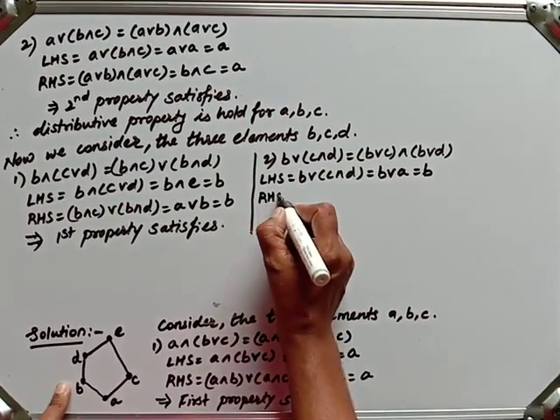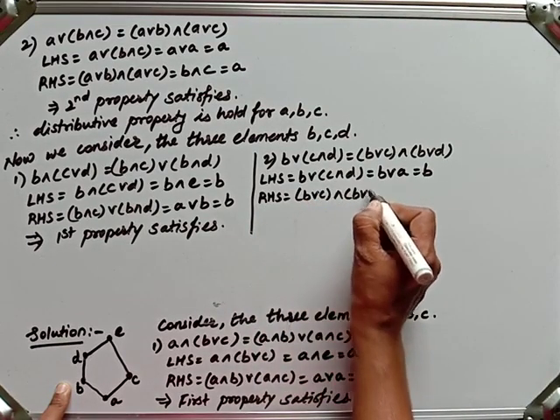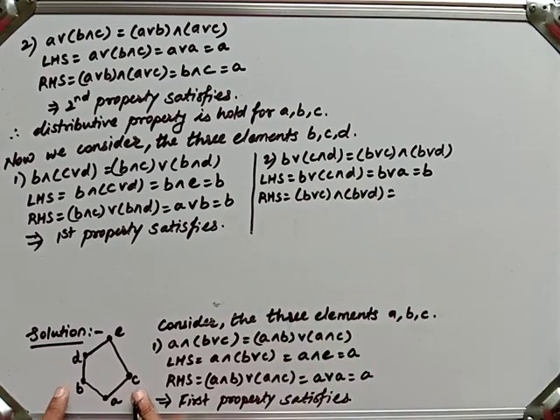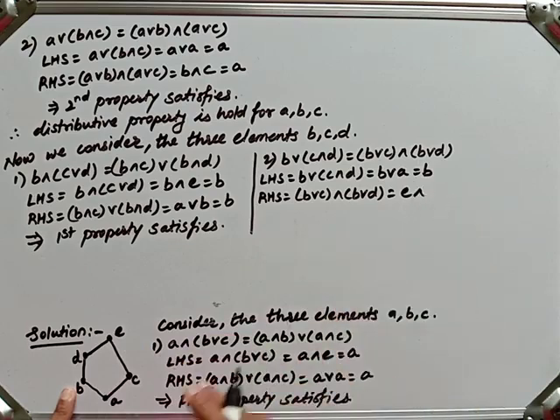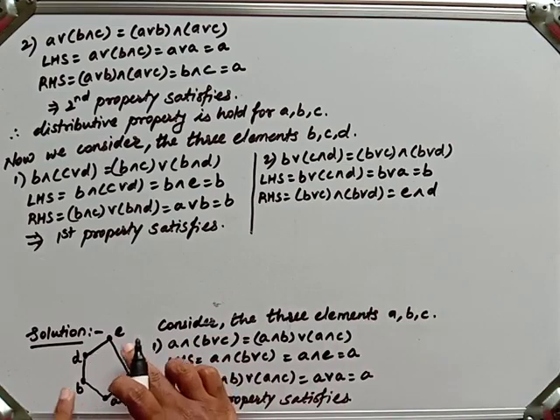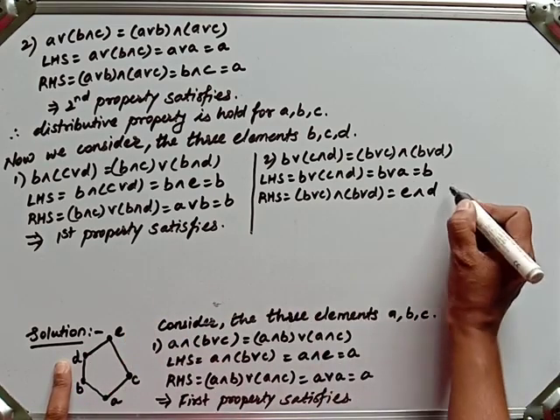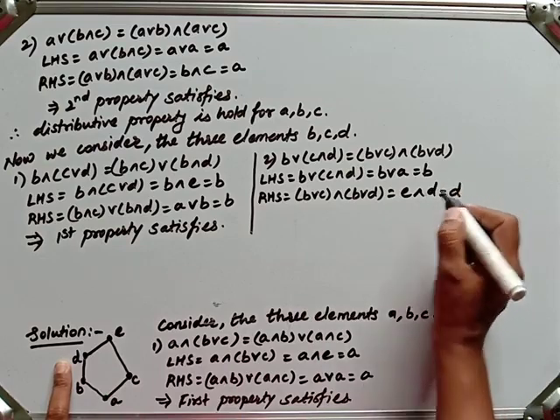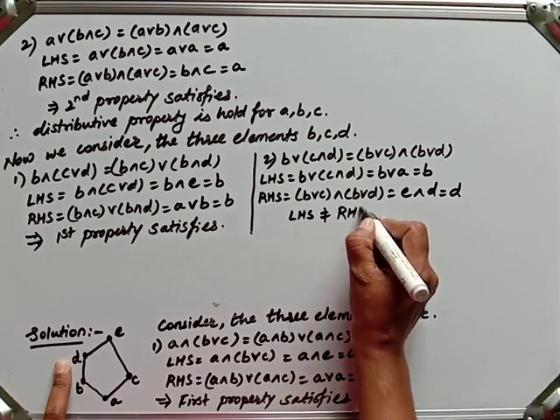And RHS. Now what is RHS? B join C mid B join D. B join C means the least upper bound of B and C, which is E. Mid. The least upper bound of B and D is D. Now the greatest lower bound of D and E is D. So here these are not the same. LHS is not equal to RHS.